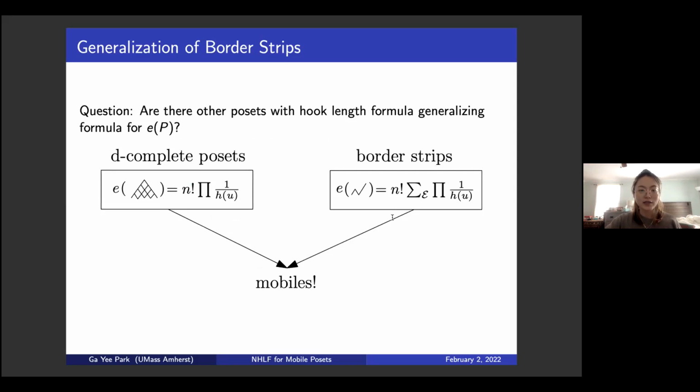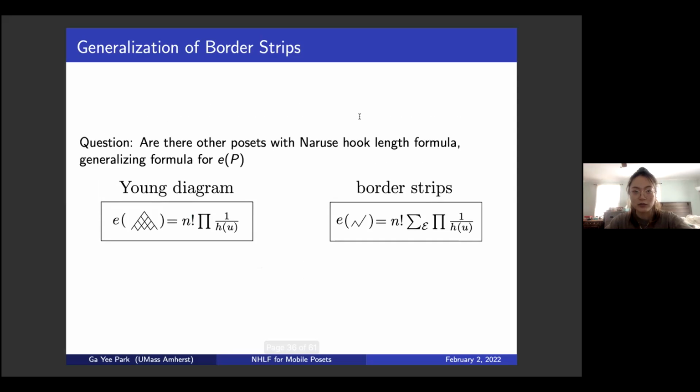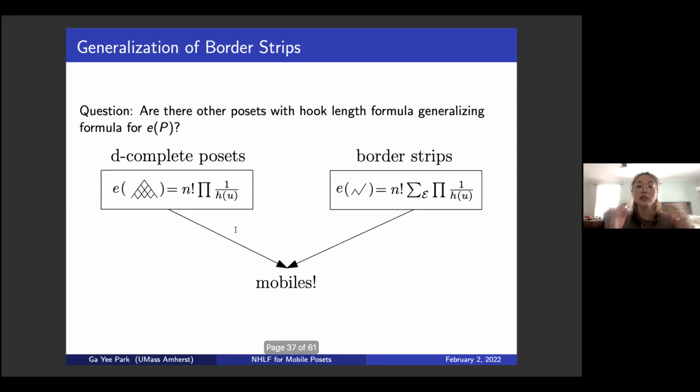And in fact, Young diagrams, which behave very nicely by having this product formula, can actually be generalized even further into the complete posets. So we can see them as the same thing. I'll talk a little bit more about the complete posets in the next slide, but we can combine the complete posets and border strips together, and now we have this super poset called mobile posets.